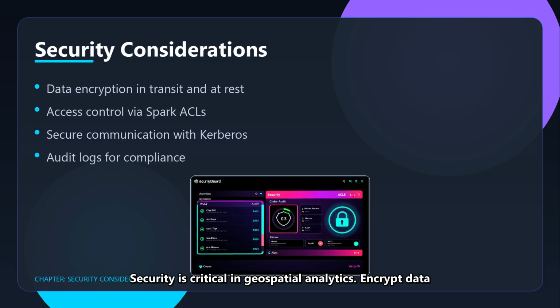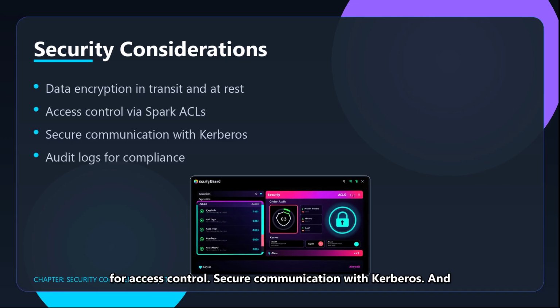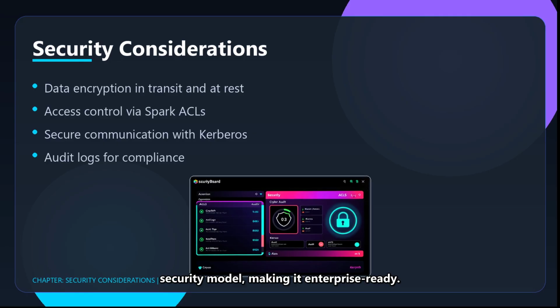Security is critical in geospatial analytics. Encrypt data in transit and at rest. Use Spark's ACLs for access control. Secure communication with Kerberos, and maintain audit logs for compliance. Sedona inherits Spark's security model, making it enterprise-ready.